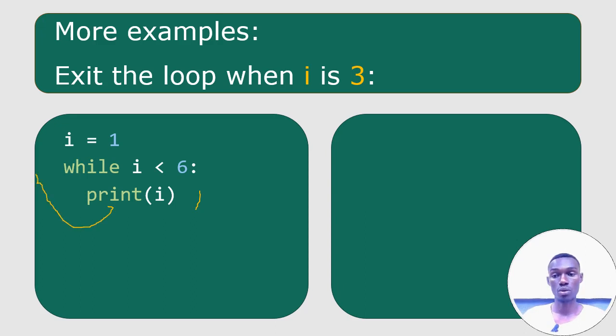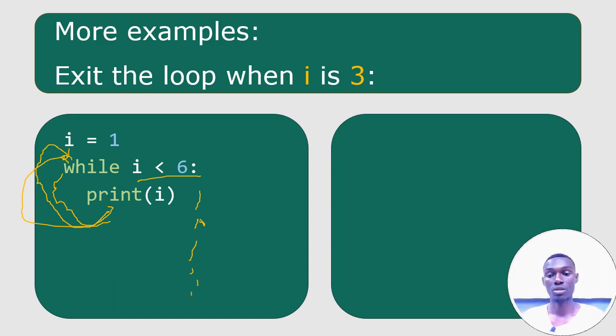It will check if i is less than 6. If i is still less than 6, it will print another one, then loop again, go back again, and check if i is less than 6. So this will turn into an infinite loop. It will keep on printing 1, 1, 1, 1, 1.